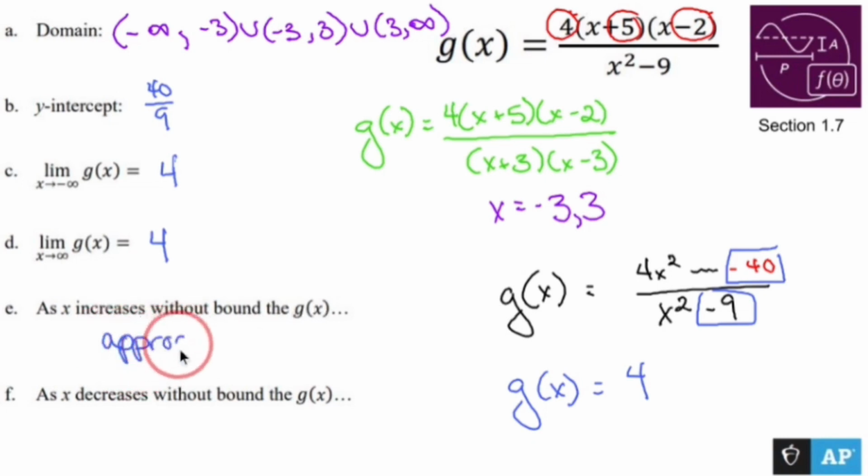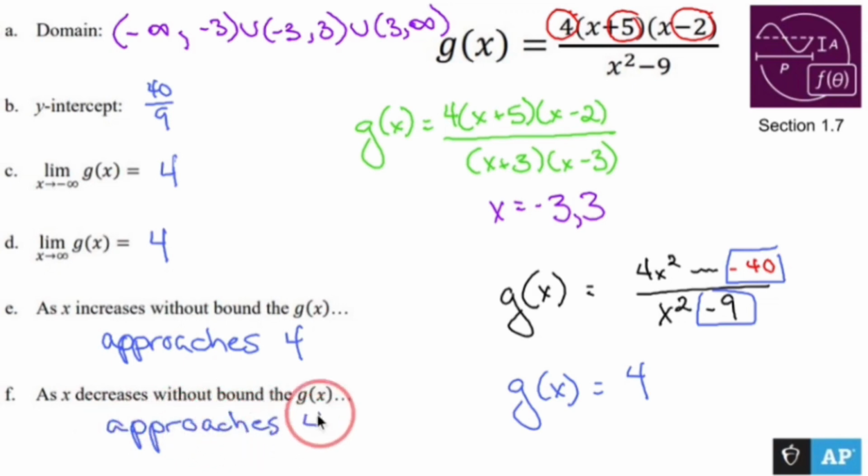Remember, my end behavior gives me a horizontal asymptote, and that horizontal asymptote is going to be at 4. As x increases without bound is just fancy talk for saying as x approaches infinity. So g of x is going to approach 4. Similarly, as x decreases without bound, the same exact thing is going to happen, and g of x approaches 4 once again. Okay, so 6 questions based off of this rational function right here.